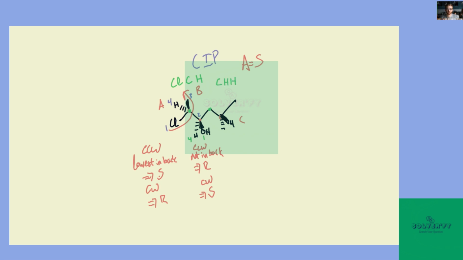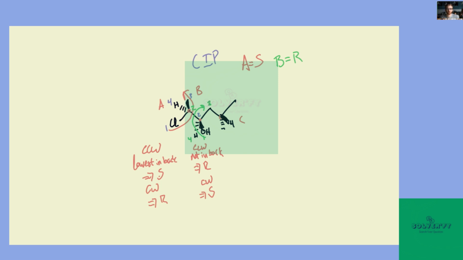And if we compare the highest priority from each group, that's chlorine versus carbon, chlorine wins. Therefore, the carbon with chlorine attached wins. So in terms of priority, this becomes 2, and this becomes 3. We connect 1 to 2 to 3. And we get that this is clockwise with the lowest priority substituent in the back, which we see here corresponds to R. So B is R.